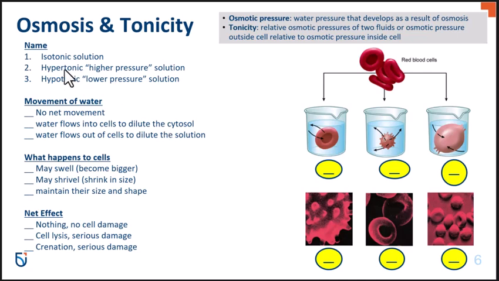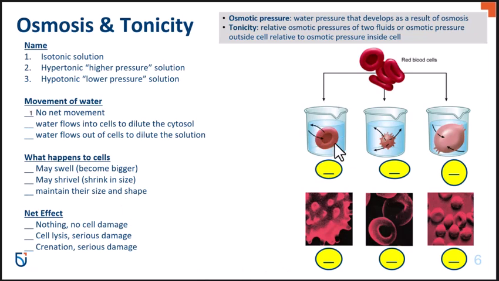So let's first look at isotonic solutions. Iso means the same. Tonic refers to tone, and this has to do with the solutes. And an isotonic solution then is going to be one that has the same amount of tonicity inside the red blood cell as the tonicity outside of the red blood cell, so in the solution. And so because of this, there's no net movement of water. So let's see what that looks like.